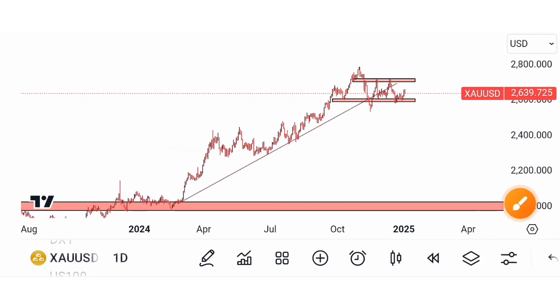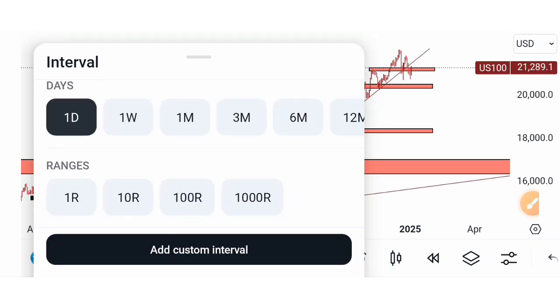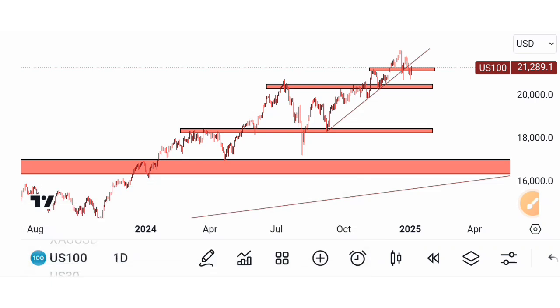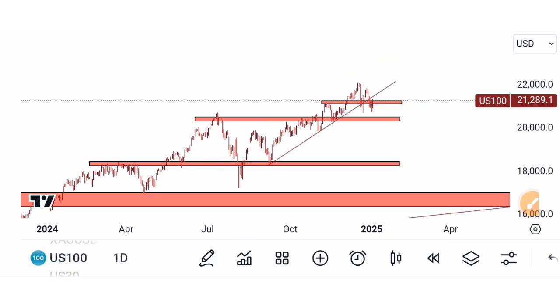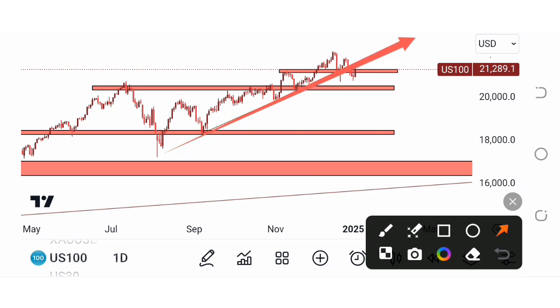Moving on to US30. I'm also bearish on this market. In fact, I don't even need to go to the higher time frame. Let me just explain to you guys on this time frame. As you can see, this market was going up, following this trend over here, creating higher highs and higher lows. The market was moving up.